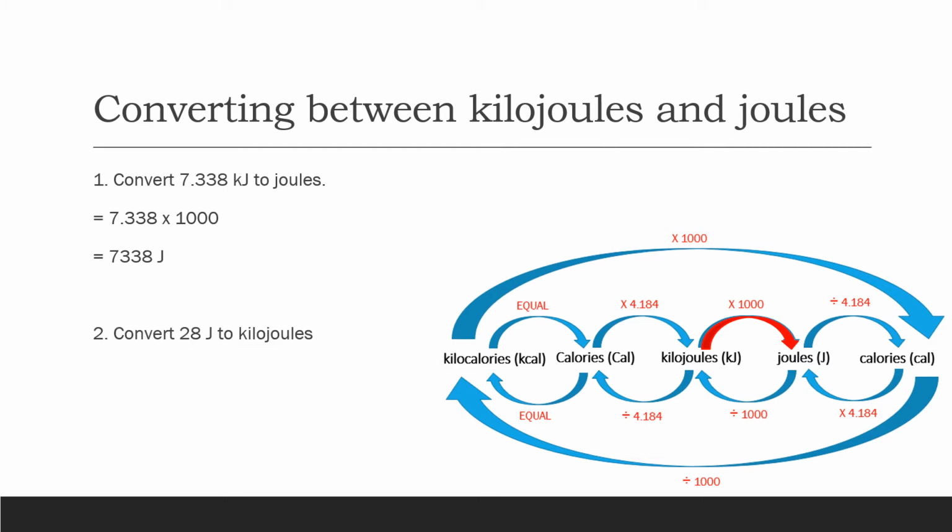Let's have a look at converting from joules to kilojoules. So convert 28 joules to kilojoules. Once again, have a look at our diagram. Okay, we're at joules and we want to get to kilojoules. So we're going back the other way, and our diagram tells us that we have to divide by 1,000. So 28 divided by 1,000 equals 0.028 kilojoules.